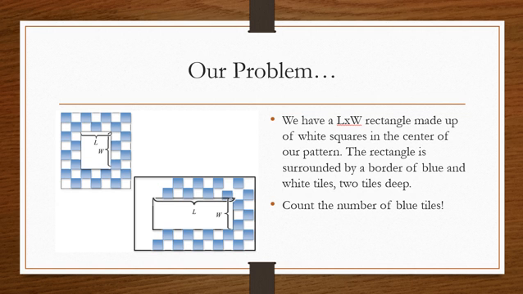Here's our current problem. We have a problem that looks very similar to the last one we did, except instead of a square on the inside of our design, we now have a rectangle. We have a separate length and width, which are not necessarily the same size. However, we still want to build that same two deep alternating color tile pattern on the outside of our rectangle. Our goal is also the same. We still want to be able to figure out how many blue tiles we need to order in order to make our pattern.